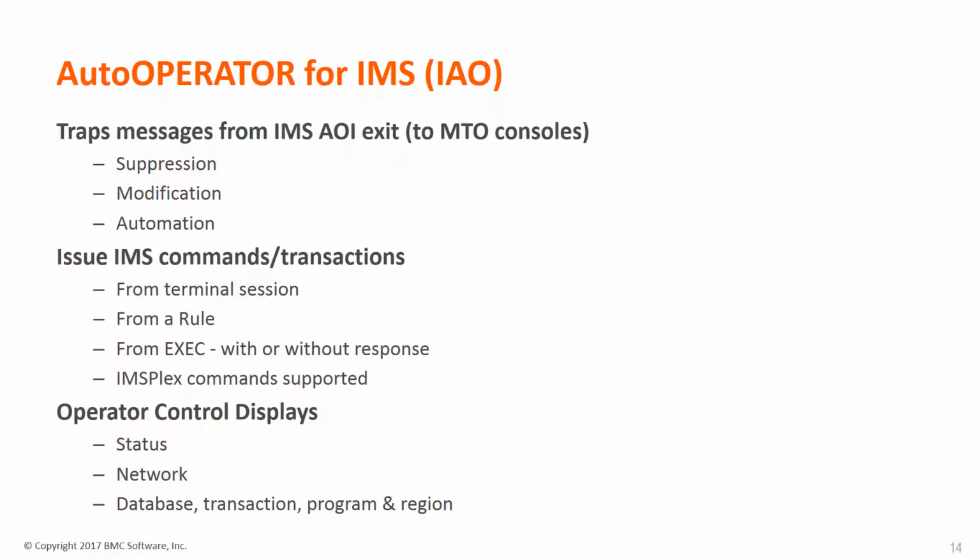With AutoOperator for IMS, you get a few different operator control displays that allow you to issue line commands against entities so that you can reduce the opportunity for error. These OCDs, or operator control displays, include status, network, and then for the various IMS entities, databases, transactions, and programs.